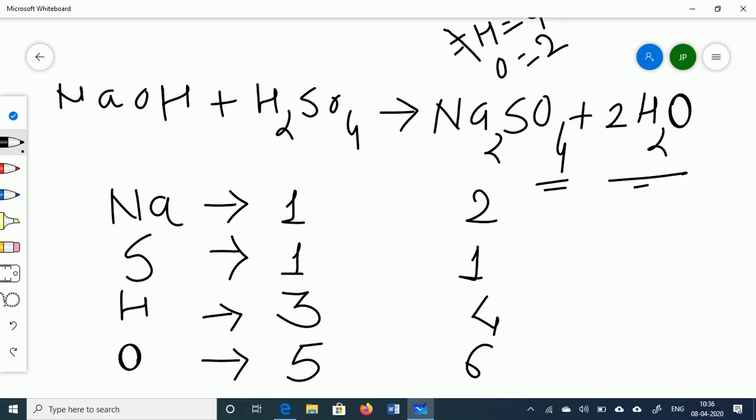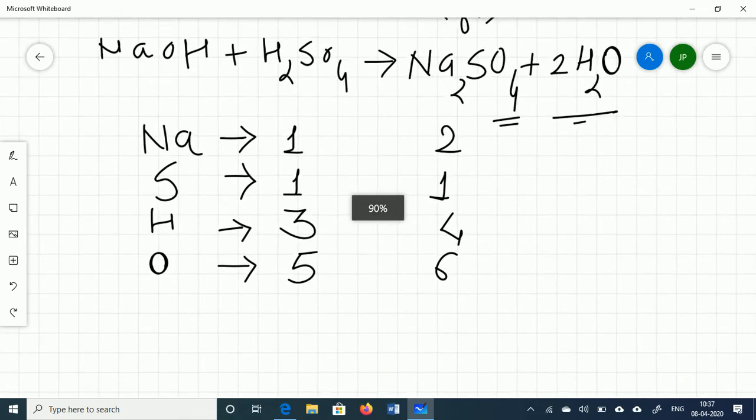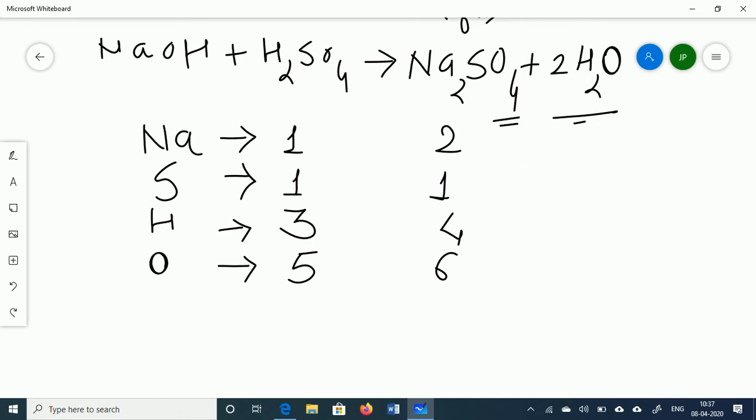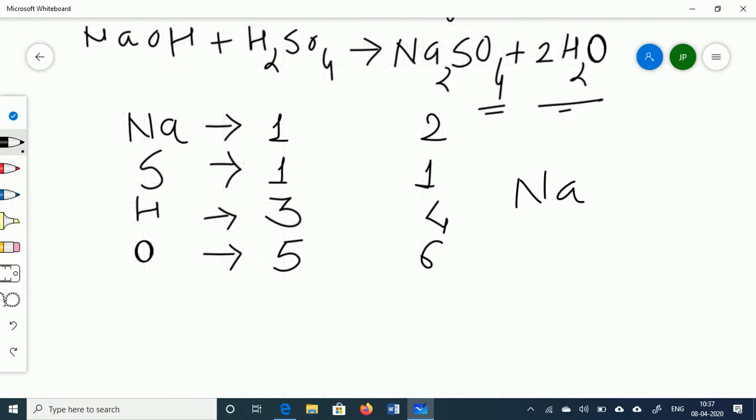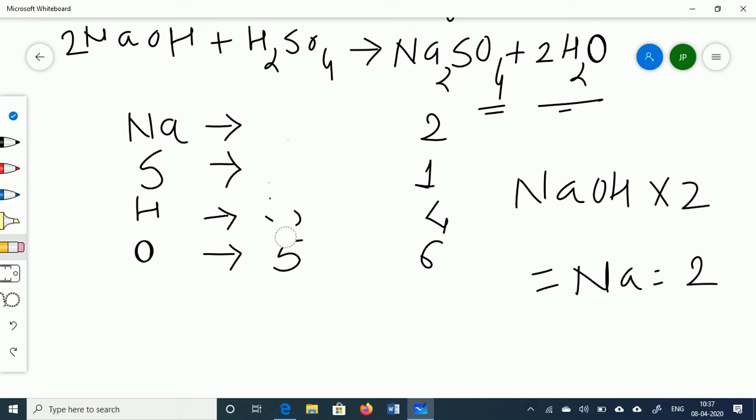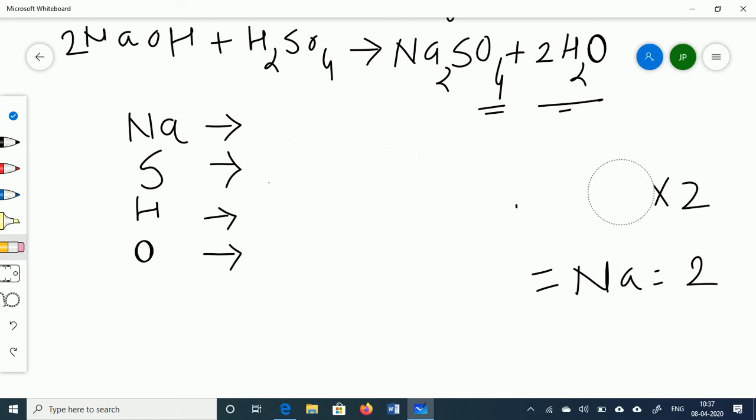Now see here, the second balancing step is to balance the sodium. Sodium is 1 and 2 is there, so we will multiply the NaOH with 2 on the left hand side and sodium becomes 2. Now if we multiply the NaOH with 2, the balancing is going to change.